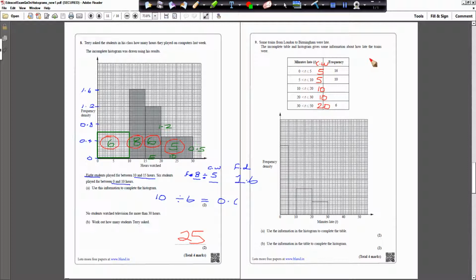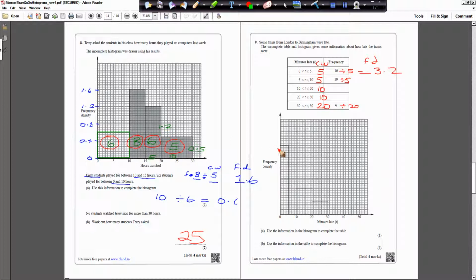Okay, we're going to do frequency density without doing a table part. We're just going to work it out. Frequency density equals the frequency divided by the class width. So 16 divided by 5, 10 divided by 5, 6 divided by 20 and so on. We need to calibrate the scale. We've got the first bar there. What's 16 divided by 5, folks? 3.2. Beautiful. So the frequency density is 3.2.